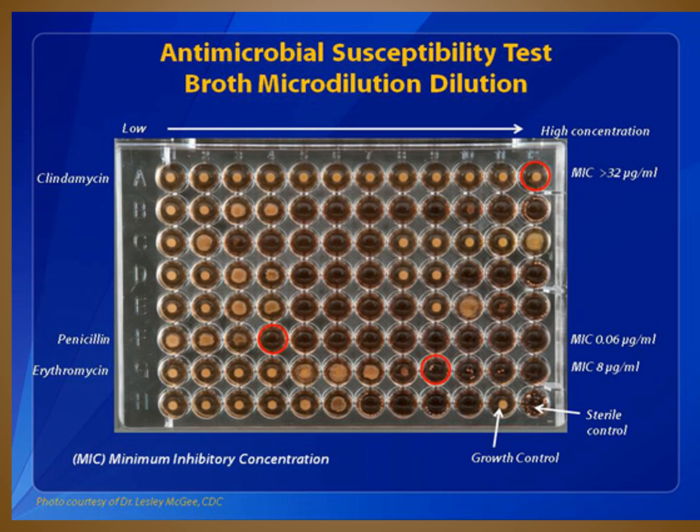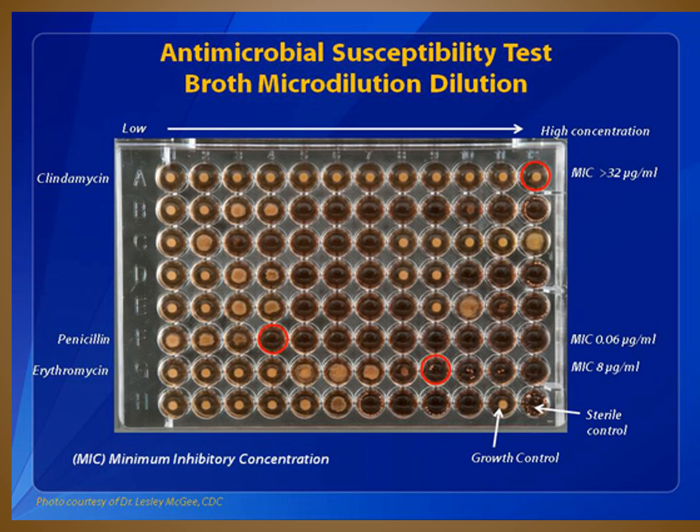In this circumstance, we've got clindamycin, penicillin, and erythromycin in each row here. If you look at clindamycin in the first row, you can see that all of the wells are growing in the entire first row from A1 to A12. So that means that our bug is resistant to clindamycin. Our MIC would be greater than 32 in this situation.